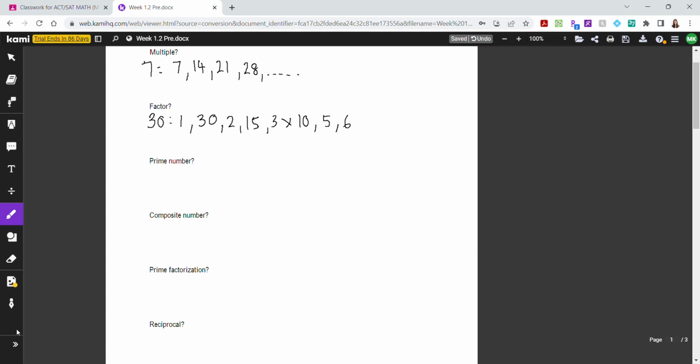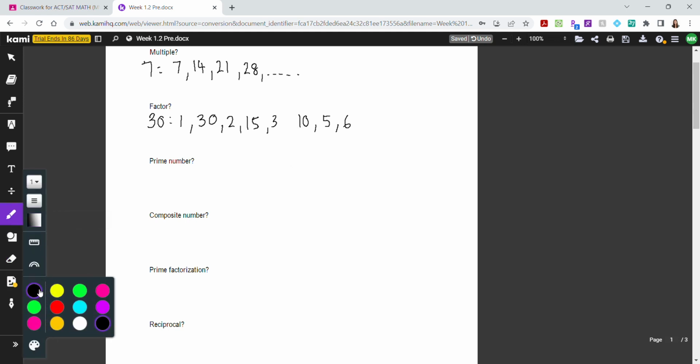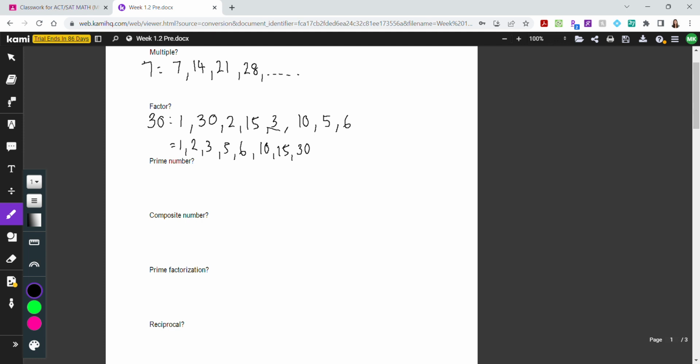So that means our factors of 30, if we rearrange them in ascending order, are 1, 2, 3, 5, 6, 10, 15, and 30. These are the factors of 30, right? So again, a factor is a whole number that results from dividing two other whole numbers. And we'll get to practice that a little bit more in your homework also.